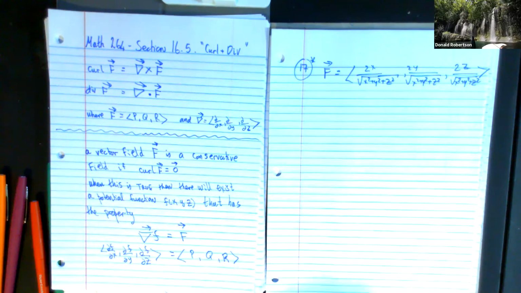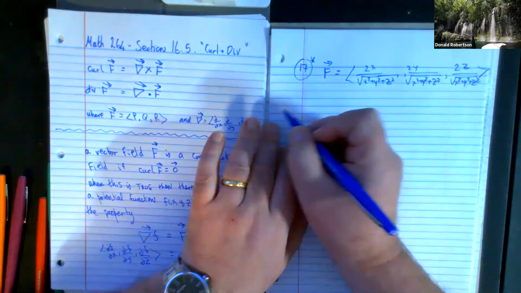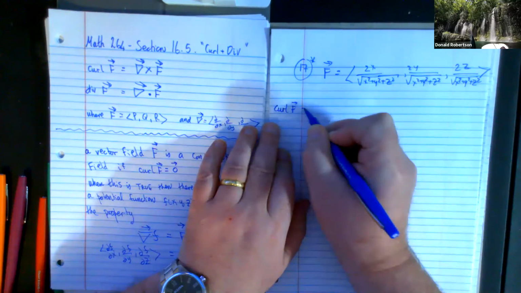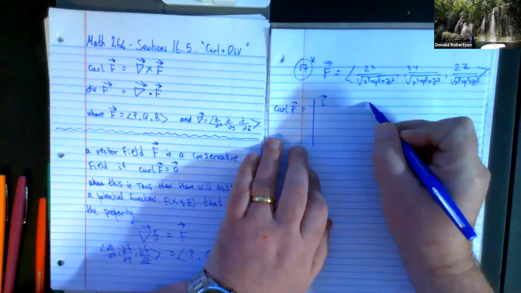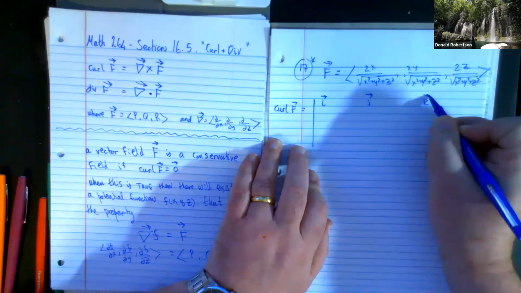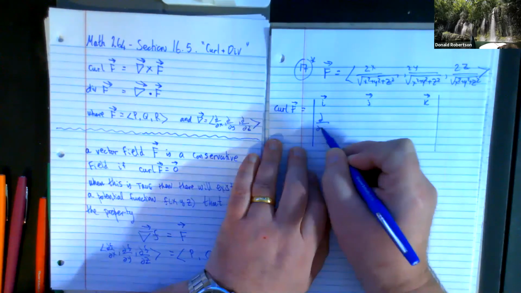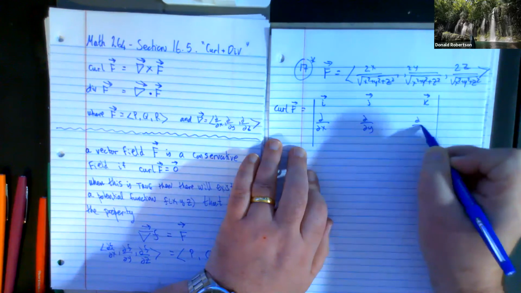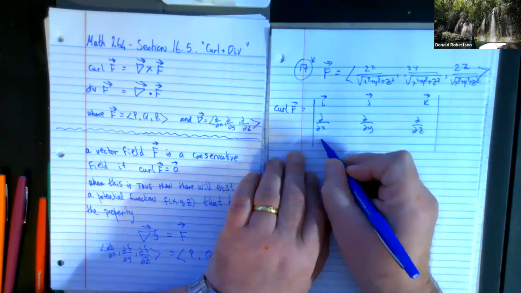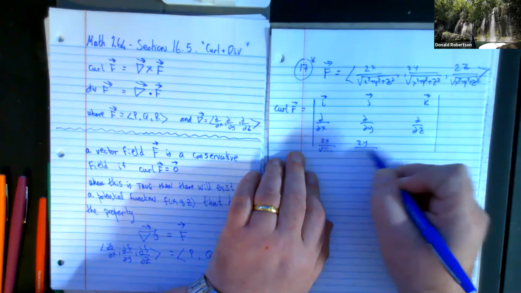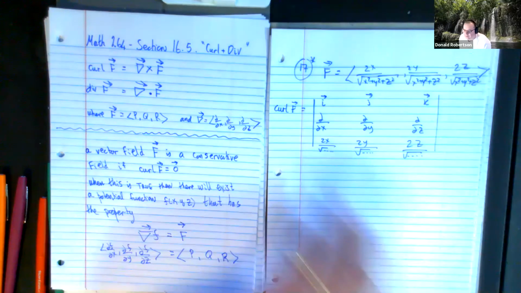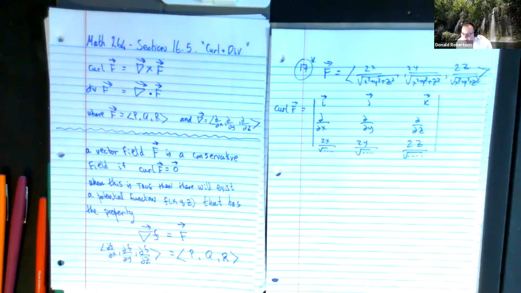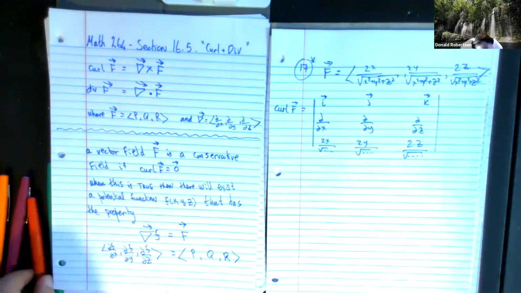Right, so let's go for the curl. Keep your eye open for me screwing up at the beginning, and we'll see what happens later on. I, J, K, check. The operators, check. 2x over ugly square root, 2y over ugly square root, 2z over ugly square root. Agreed? Nothing screwed up so far? Right. Then, oops.